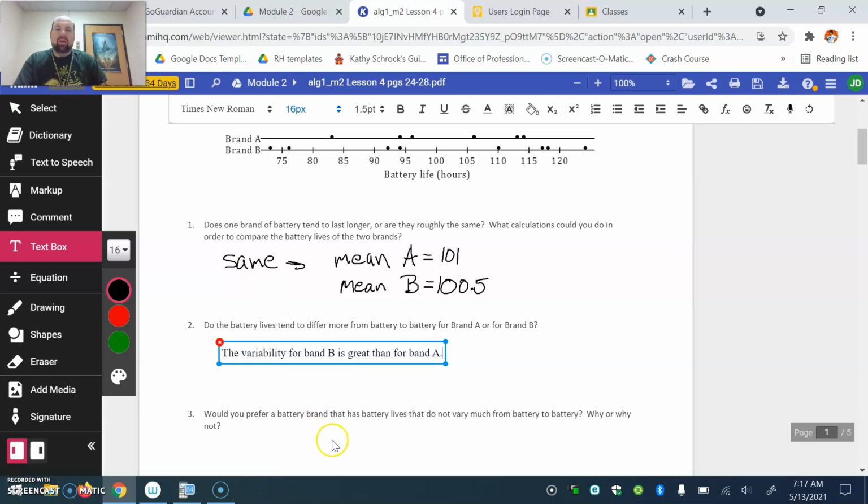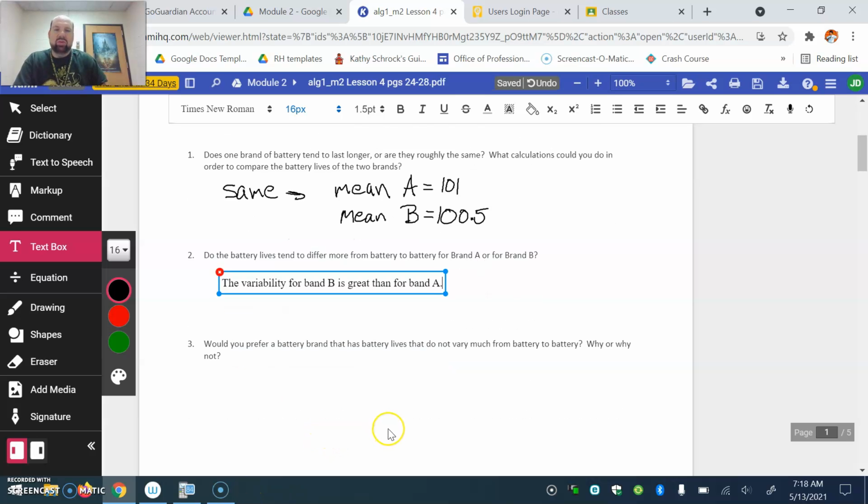Would you prefer a battery brand that has battery lives that do not vary much from battery to battery? Why or why not? Of course, you want something more consistent. You don't want to take a chance on a battery that is not going to last as long. So I think most people, if you're going to spend more money, you'll spend more on a battery that might only last this long, but it's definitely going to be within this range, not this range. Whereas with this range, if it's closer to the lower end, you're losing out on money.